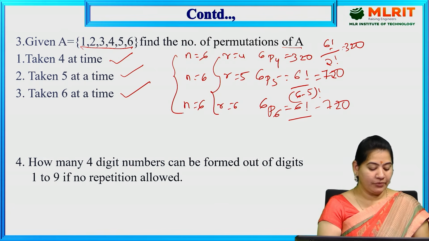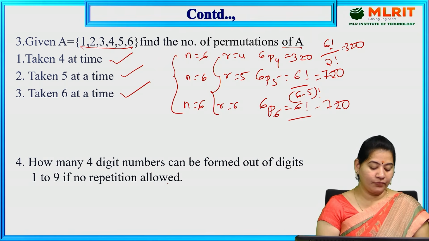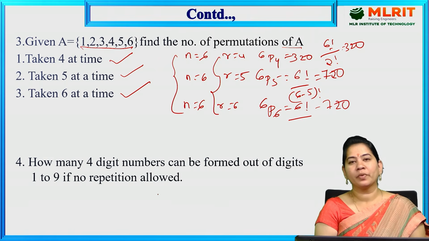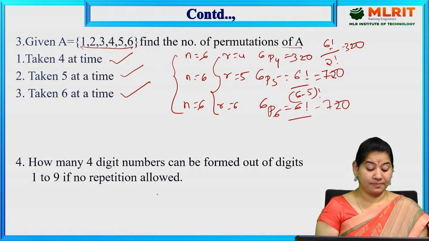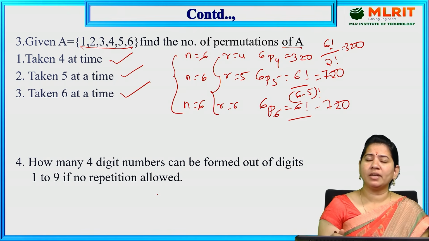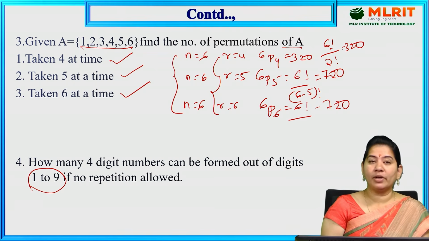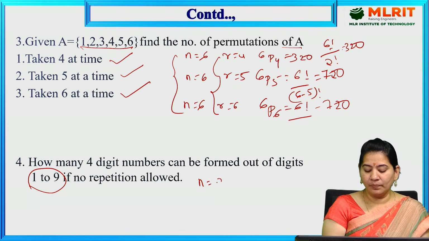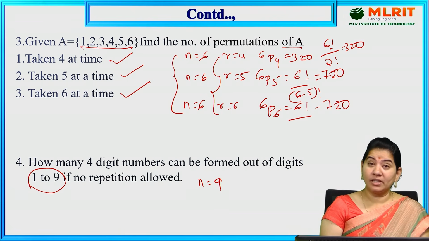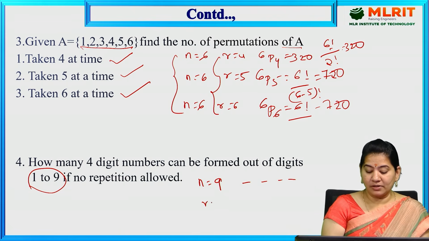Now, how many 4-digit numbers can be formed out of the digits 1 to 9 if no repetition is allowed? So for a 4-digit number with no repetition, the question itself gives the different values. In total, how many digits do we have? 1 to 9 means n is equal to 9. And how many 4-digit numbers can you form? Out of n, r is equal to 4.